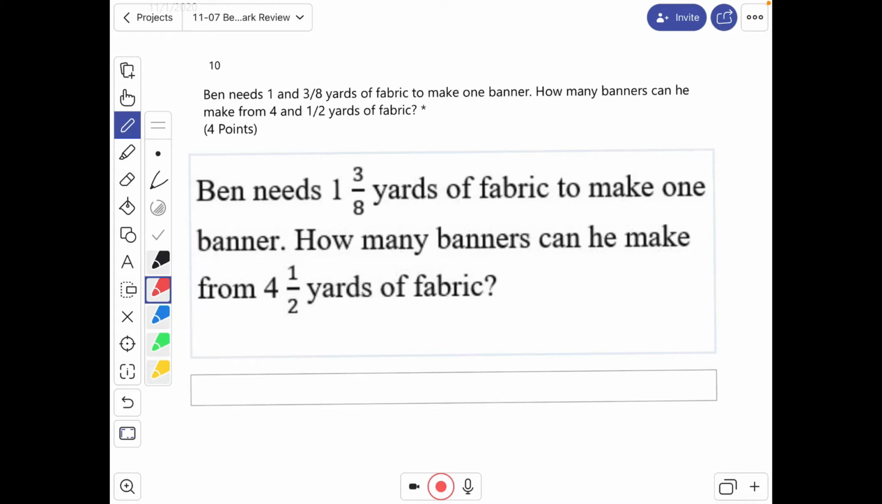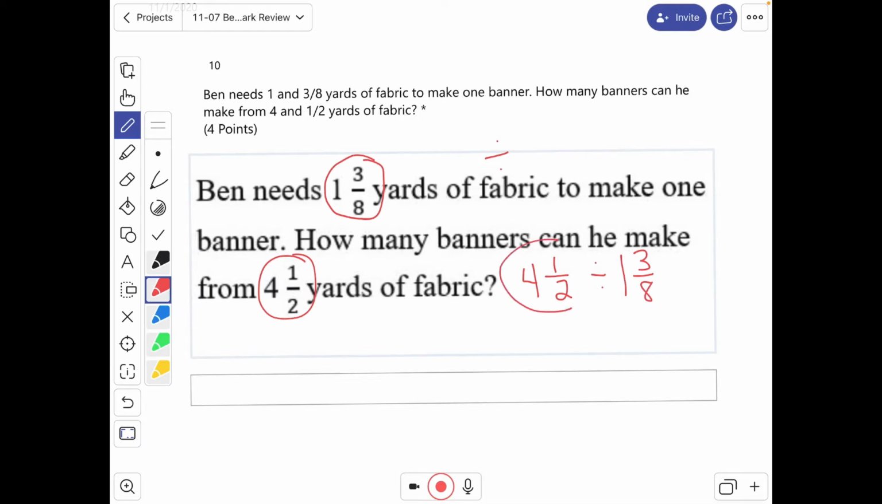Number 10. Ben needs 1 3/8 yards of fabric to make 1 banner. How many banners can he make from 4.5 yards of fabric? So we're taking our total and putting it into groups of 1 3/8. That would be division. So the thing that we want to put first is 4.5 divided by 1 3/8.